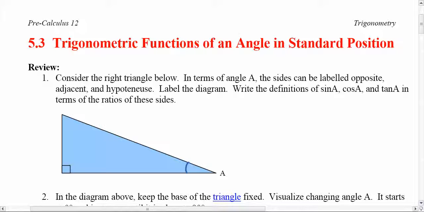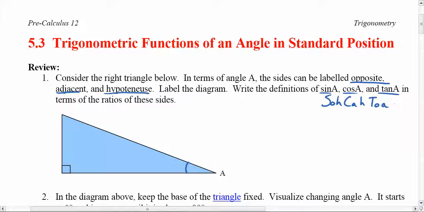Can you label the opposite, adjacent, and hypotenuse? And we'll write the definitions for sine, cosine, and tangent. You remember the trick for remembering sine, cosine, and tan, right? So we'll use SOHCAHTOA to help remember the ratios.